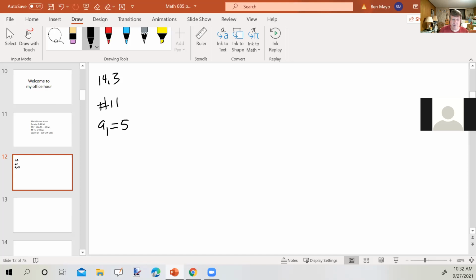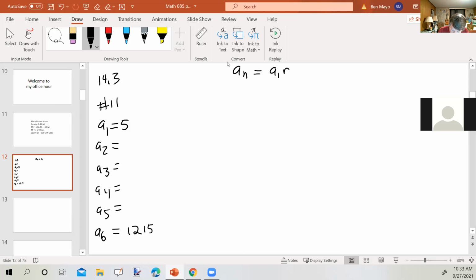Then we are going to insert 4 geometric means. So there's 1, 2, 3, 4 of them, which means that our last term, 1215, would be a sub 6. So we've got the first term, the last term, and 4 geometric means between them. Since we're looking for geometric means as opposed to arithmetic means, we're going to be using the formula for geometric sequences, which is a sub n equals a sub 1 times r to the n minus 1 power.